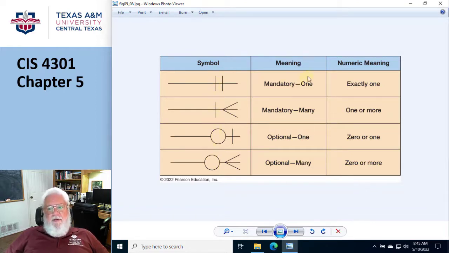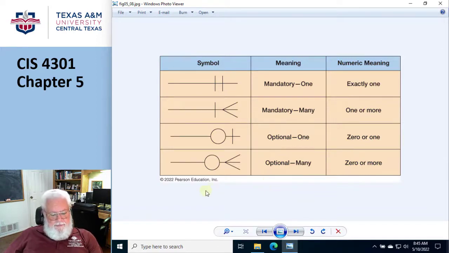Okay? So there's two ways you could say it: in words, like mandatory one, or from a numeric point of view, because some people just like numbers better. This is exactly one. This is 1 or more. 0 or 1, and 0 or more. I said it wrong. So it doesn't matter which way you say it in your mind. Whatever makes more sense to you.